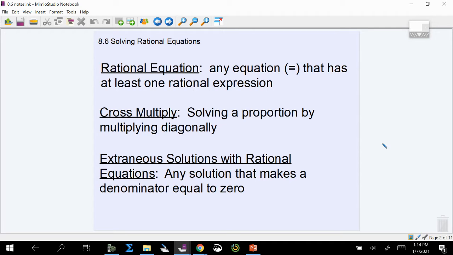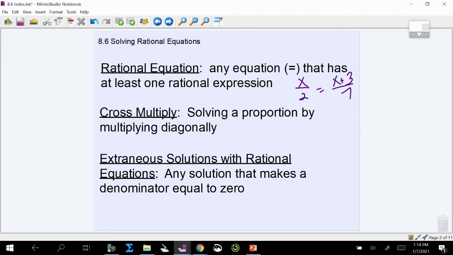A rational equation is any equation, obviously it has an equal sign, that has at least one side being a fraction. That's what is meant by rational expression. So you see something like x over 2 equals x plus 3 over 7. That would be an example of a rational equation.